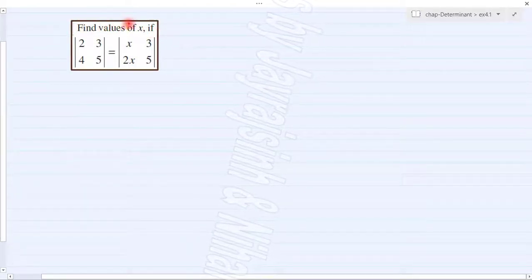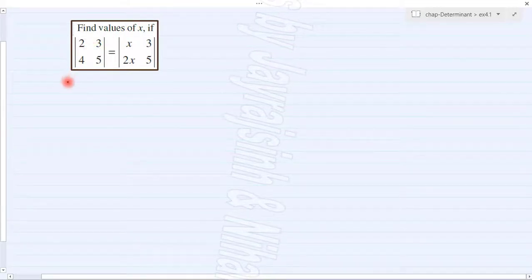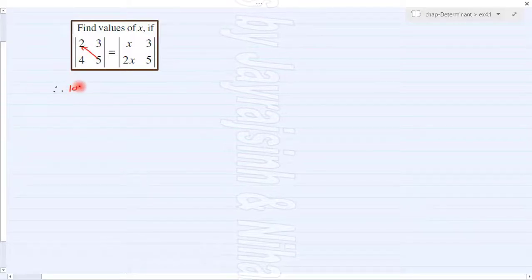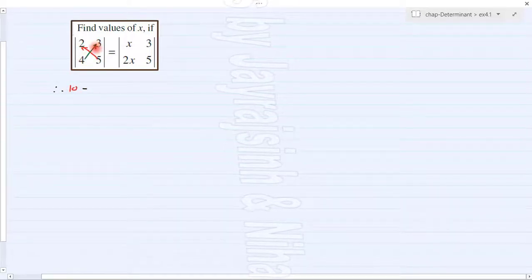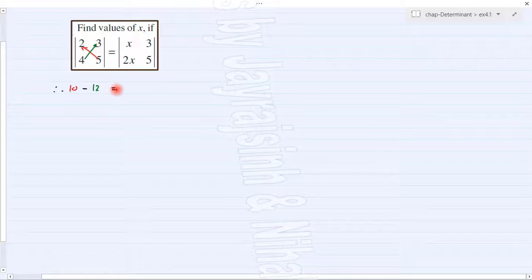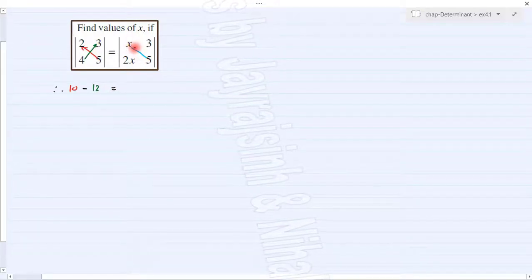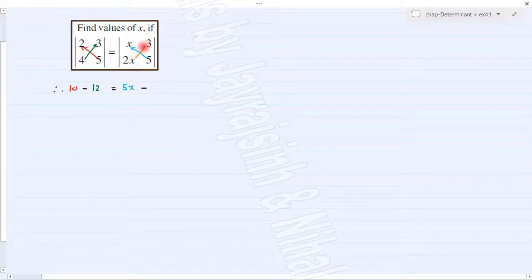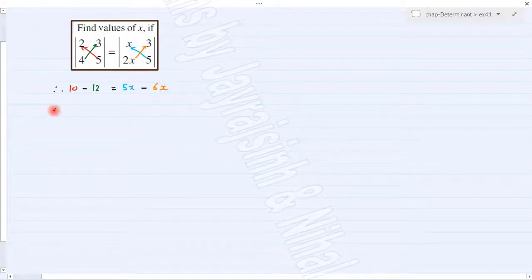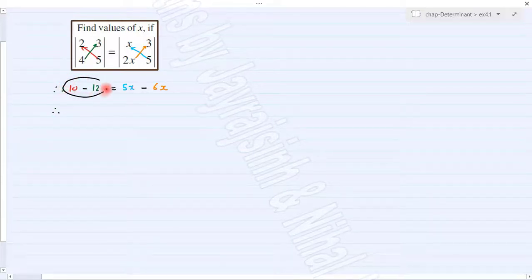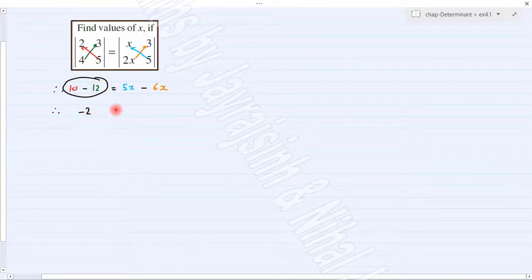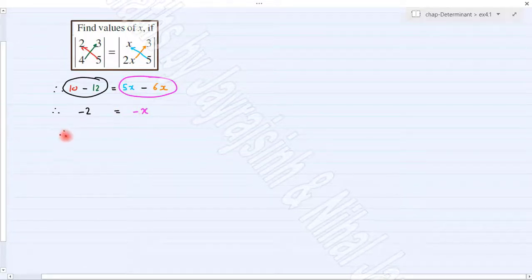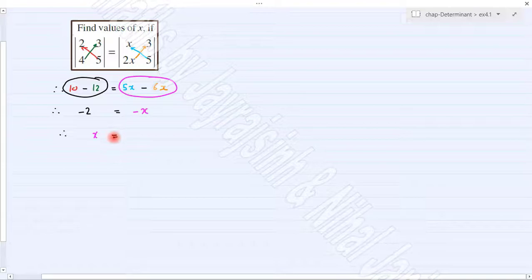In this question, you have to find the value of x. So let's simplify our left hand side. 5 2s are 10, minus 4 3s are 12. And on the right hand side, you have to multiply 5 with x, which will give us 5x, minus 2x 3s are 6x. So on the left hand side, 10 minus 12 will give us minus 2, and 5x minus 6x will give us minus x, or we can say the value of x is 2.